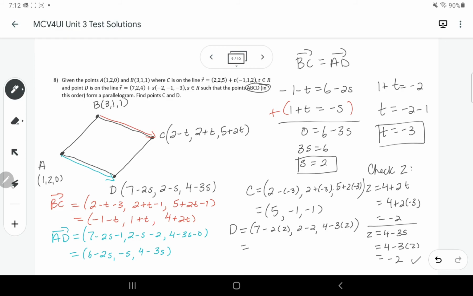And here we've got 3, 0, and negative 2. So those are the 2 points we've got there. And that's my C answer, and there's D.